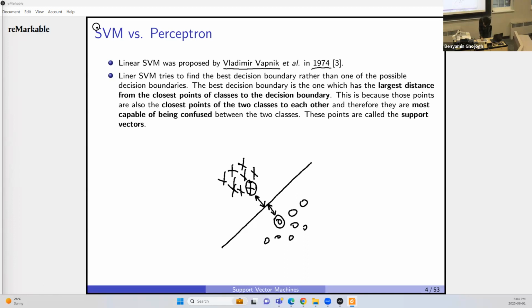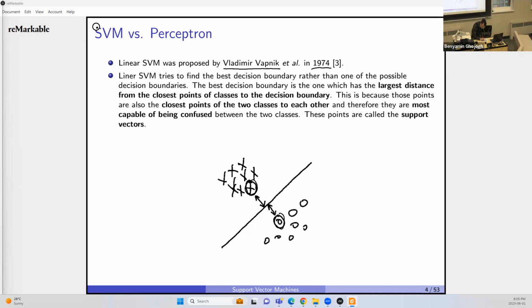In 1974, he said, let's find the best decision boundary by optimization. And what is the best one? He thought a lot with his group, and finally they came up with a good justification of what the best decision boundary is. He said, let's find the points of each class that are closest to the other class. They are the most probable or capable of being confused, right?